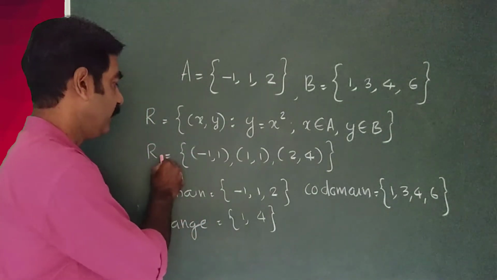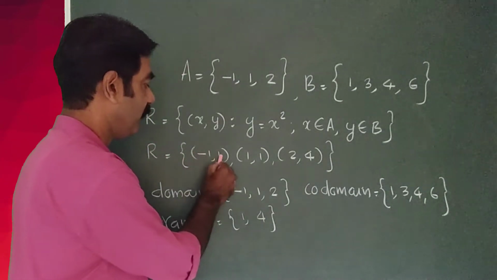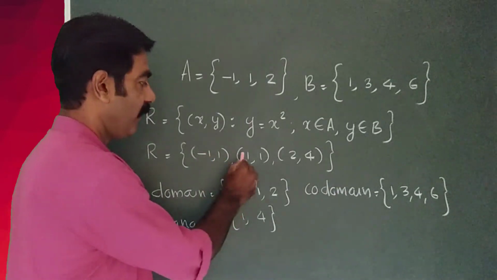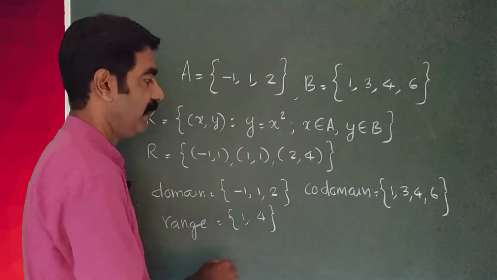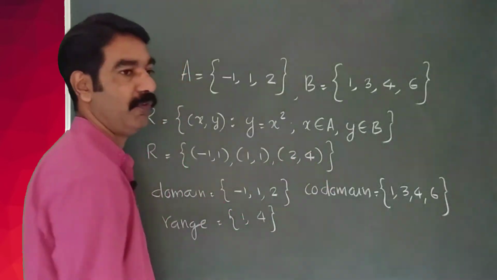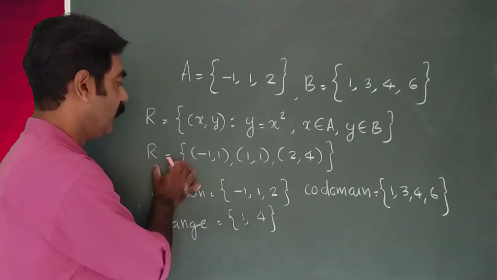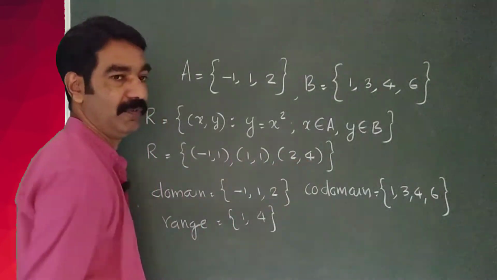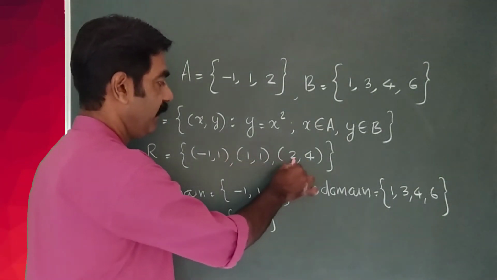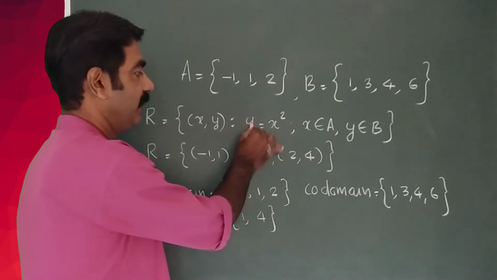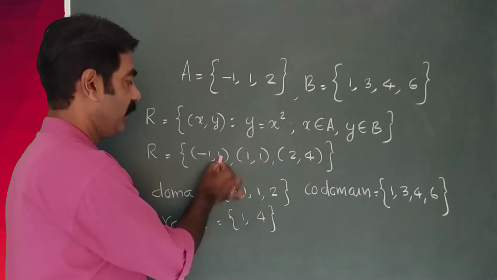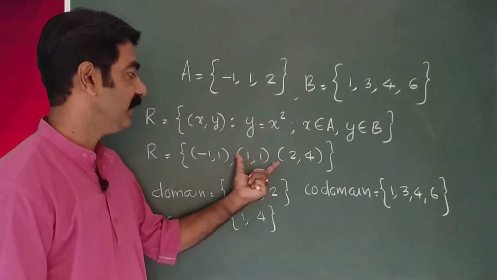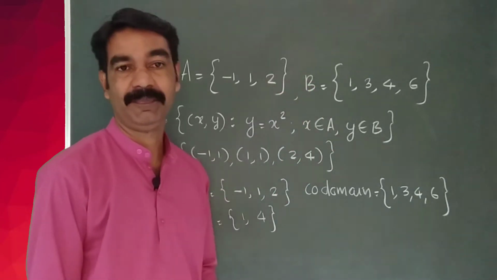So we can write R is equal to the ordered pair (-1, 1). Why? Because (-1) square is equal to 1. And 1 square is 1, 2 square is 4. So R is equal to the ordered pairs (-1, 1), (1, 1) and (2, 4). Here all the ordered pairs satisfy the condition y is equal to x square. The second element is the square of the first element. So remember that this is a subset of A cross B.